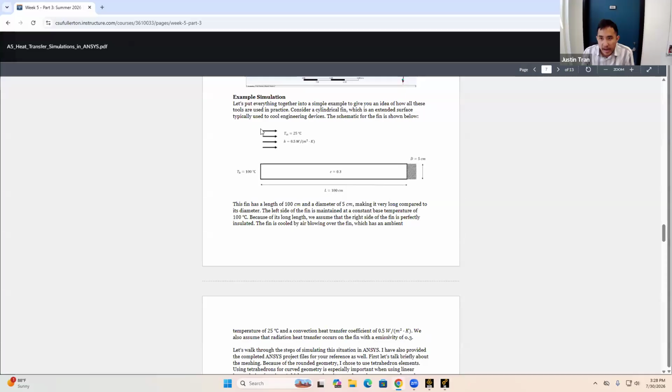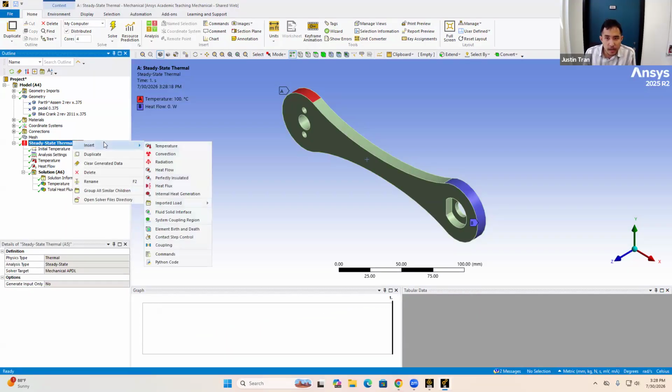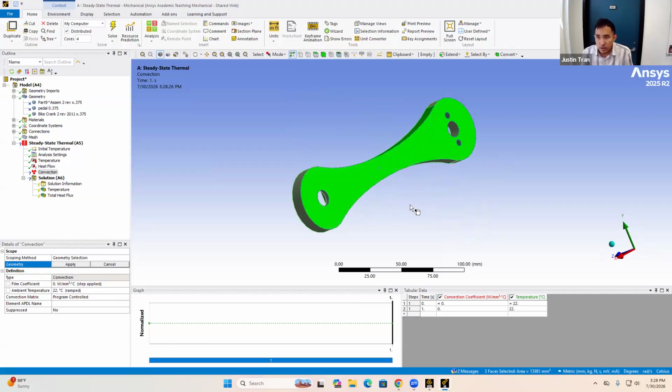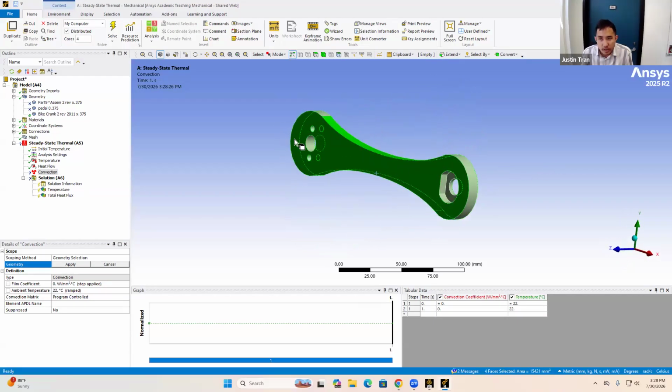And so let's go ahead and add our two other boundary conditions here. Let's add our convection boundary condition and let's add our radiation, okay? So let's add our convection boundary condition, just the same way we did before. We right click on steady state thermal, go to insert, go to convection, okay? Let's select all the exterior surfaces here. So that's the two lateral sides as well as the top and bottom, okay? I know we didn't specify the internal holes here, but that's fine.